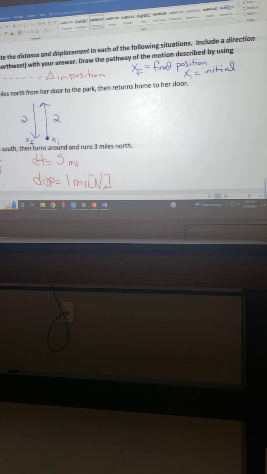Good? All right, so really, this right here, that's where this dotted line comes in. This is my change in position, right? From the 2 to the 3.